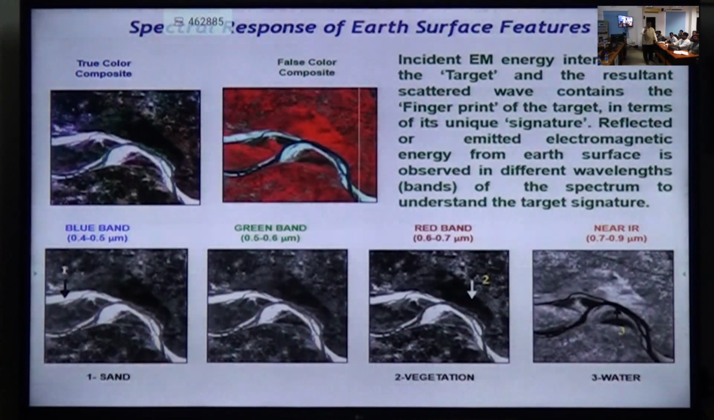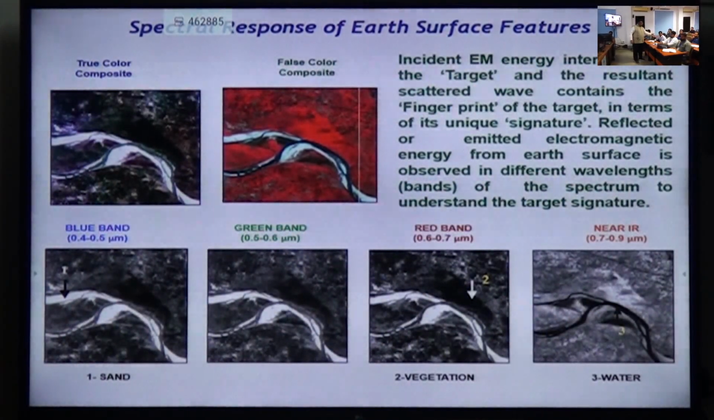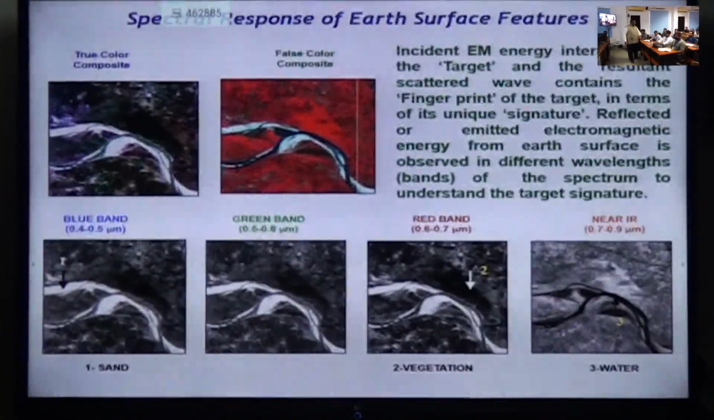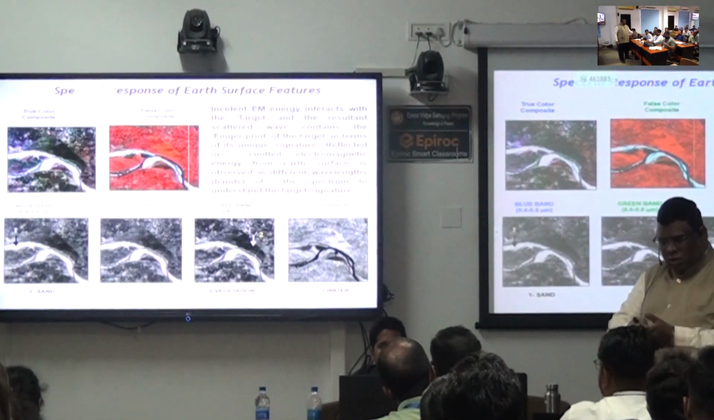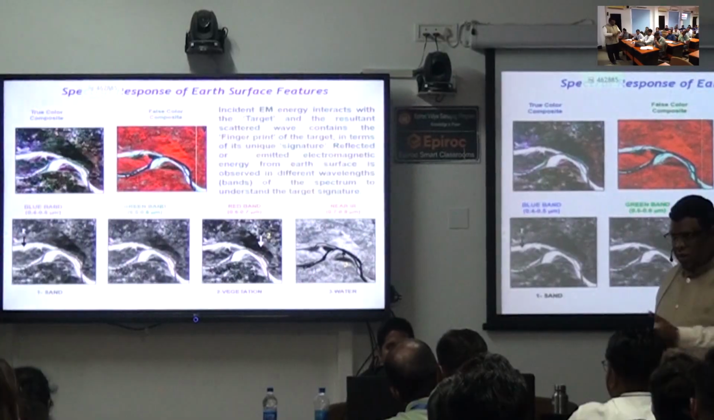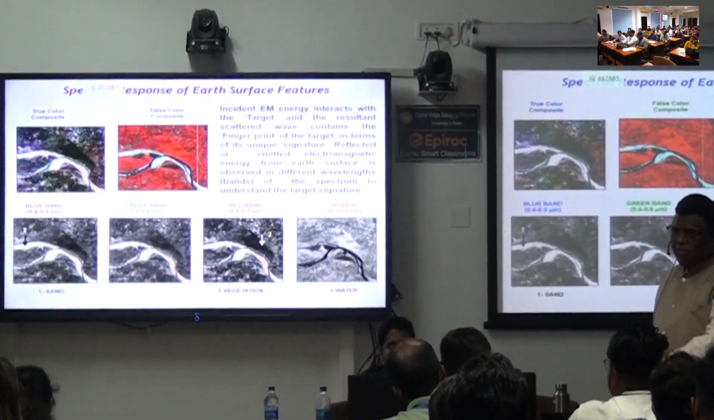By using those things, we are able to identify that this is a water body, this is a forest, and within the forest there may be coniferous forest, deciduous forest. The land may be barren land, or it may be grassland, depending on the categorization.